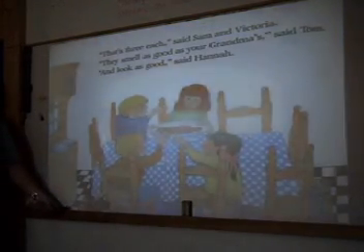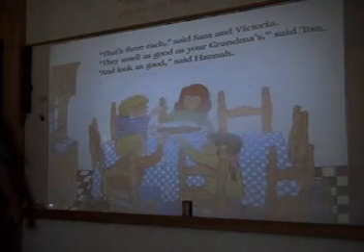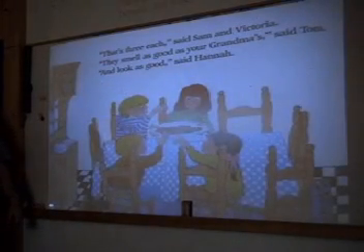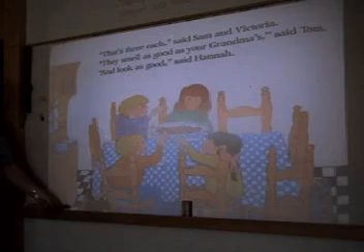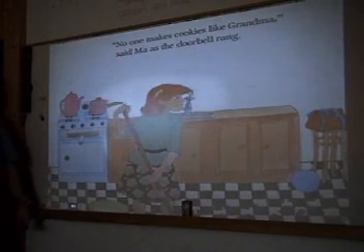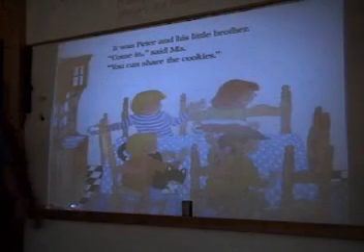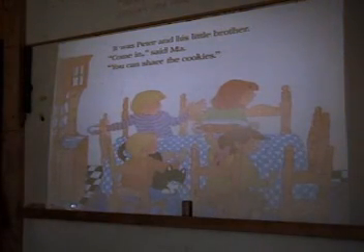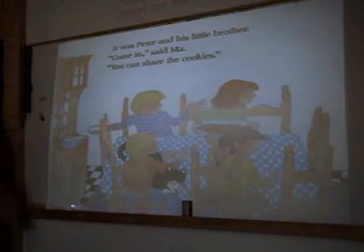That's 3 each, said Sam and Victoria. They smell as good as your grandma's, said Tom. And look as good, said Hannah. No one makes cookies like Grandma, said Mom as the doorbell rang. It was Peter and his little brother. Come in, said Mom. You can share the cookies.